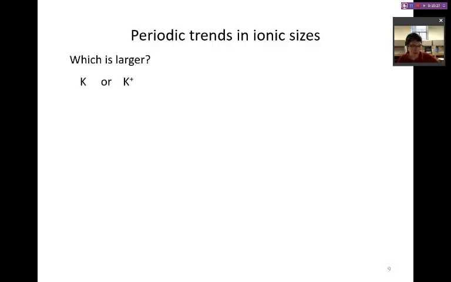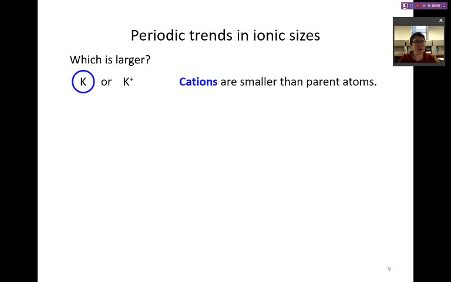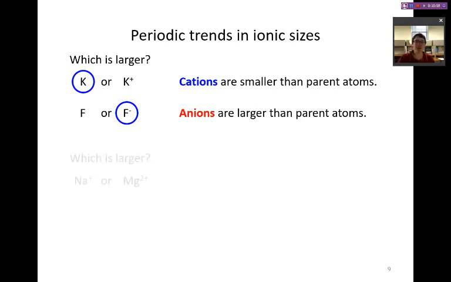Now, let's practice and take a look at some periodic trends. So which of these would be larger? Potassium, neutral potassium, or potassium cation? The answer here is the neutral atom of potassium, because cations are smaller than their parent atoms. Looking at fluorine versus fluoride, which of those is larger? In this case, it's the fluoride anion. Anions are larger than their parent atoms.